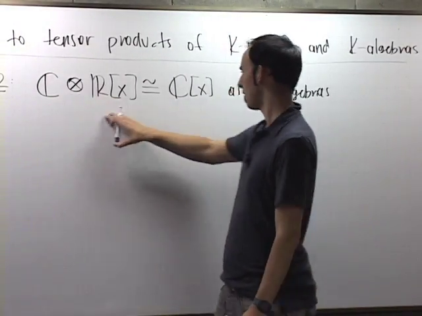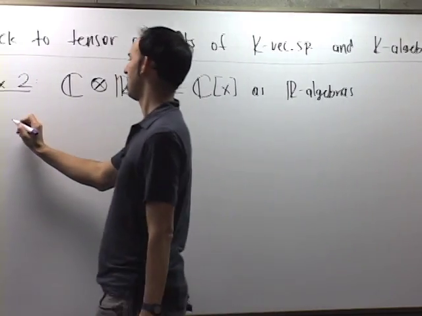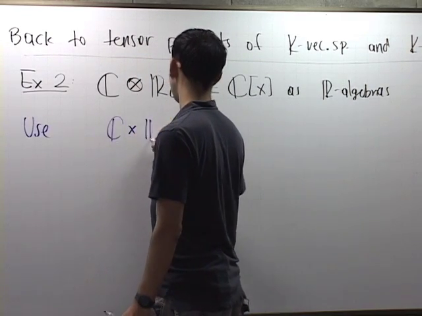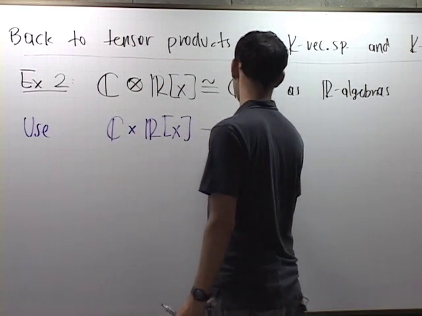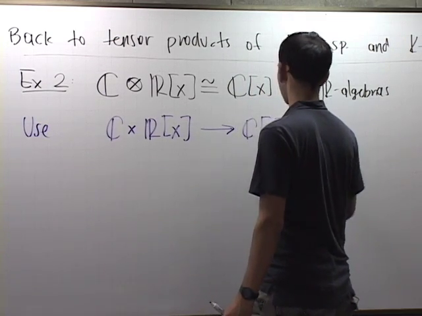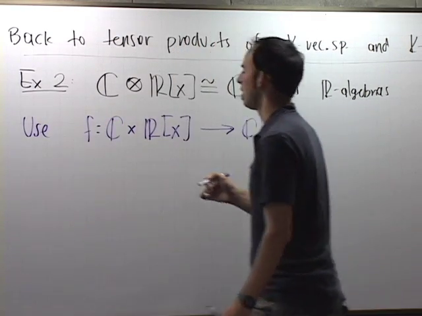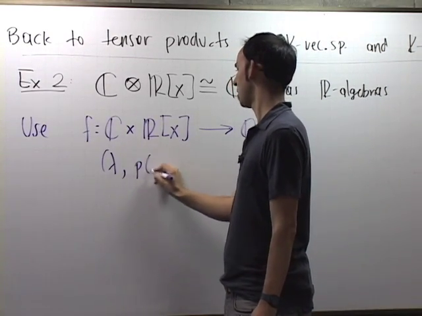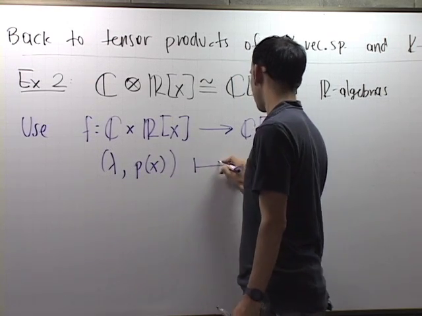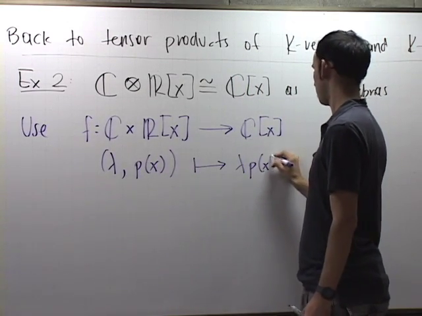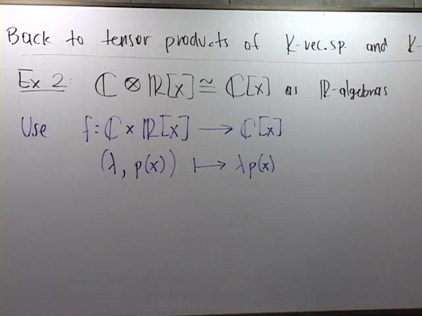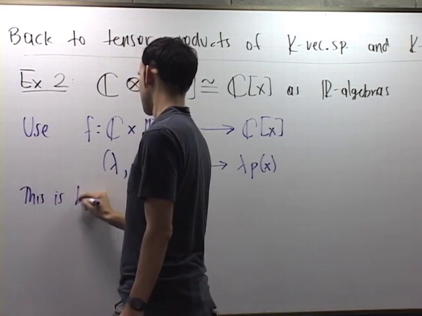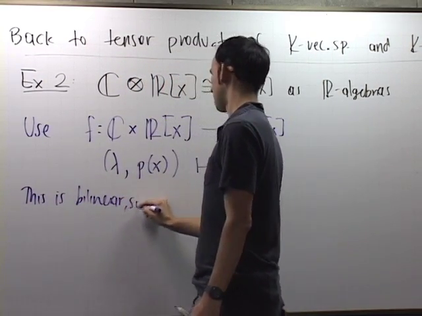Whenever you want to map from a tensor product to something, you start with a bilinear map. Maybe I'll call this map F, where what we did is that we took a complex number lambda and a real polynomial p of x, and we mapped them to lambda p of x. This is bilinear. And so it descends.